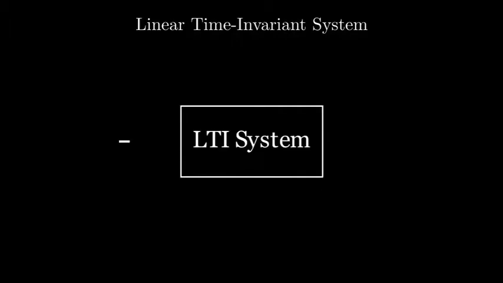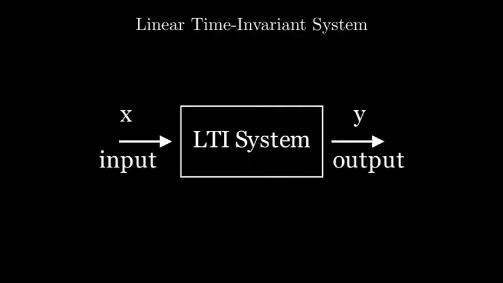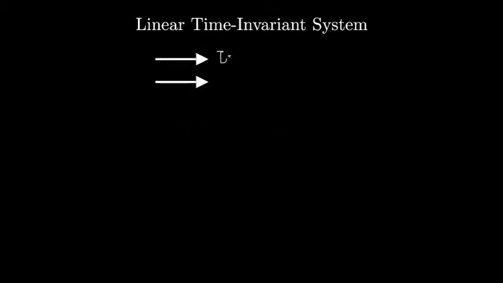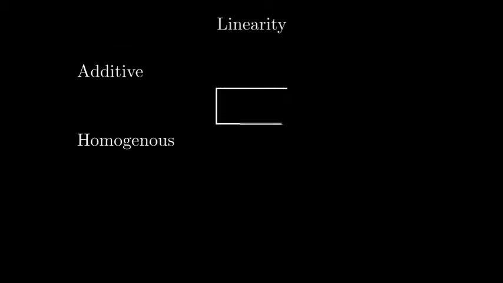So let's start with the LTI system. LTI means linear time invariant system. It has two properties: linearity and time invariance. Let's start with linearity. Linearity again has two properties, additive and homogeneous. A system is said to be linear if it satisfies both these properties.